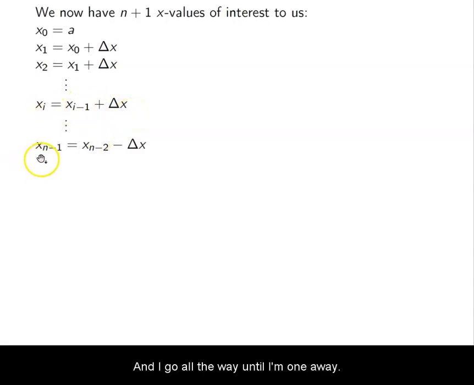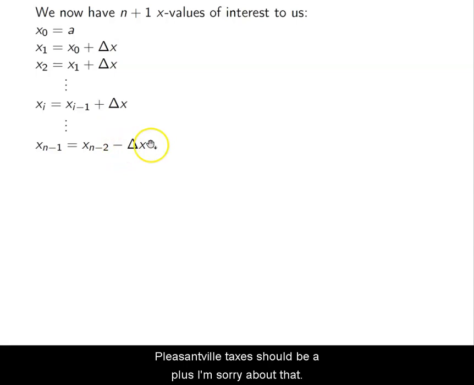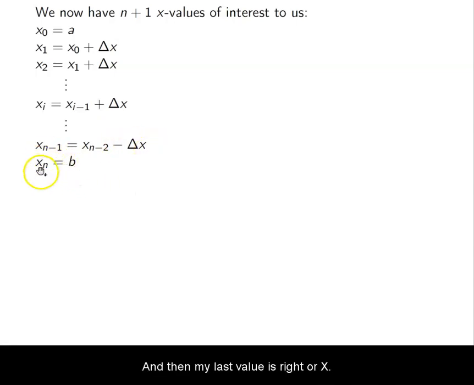And I go all the way until I'm 1 away. So I'm looking at the second away plus the delta x. This should be a plus, I'm sorry about that. And then my last value is b, or x, the value right before b plus the delta x.